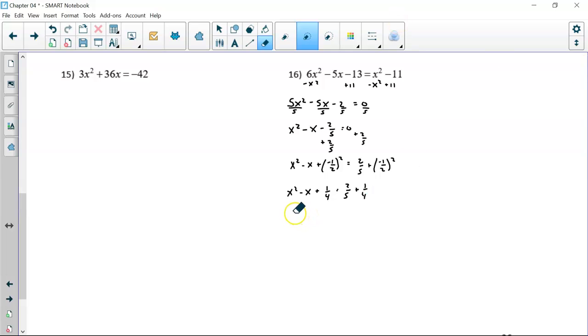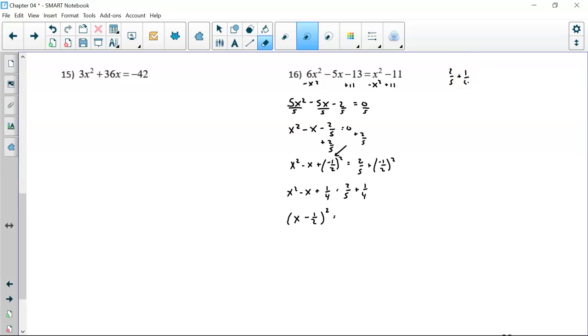Now we factor the left-hand side, and it's actually easier to factor than you think. It's x, and right there, the negative 1 over 2, since we can't do anything else with it, it's just going to be minus 1 over 2 squared. There's the left-hand side factored, equals. Now we have to add the 2/5 and 1/4. I'm going to do that over here.